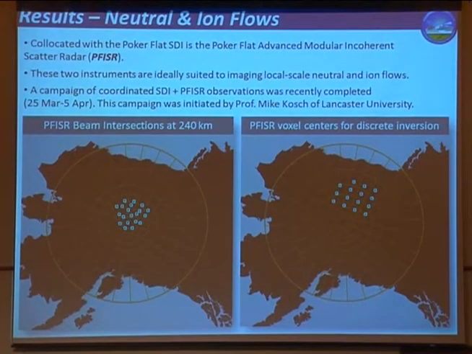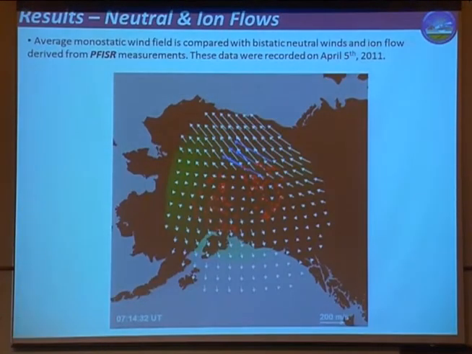So for what I'm going to show on the next slide, maybe just focus on this panel on the right here. These blue squares indicate the locations where we're going to have a FISA-derived ion flow vector, and this is the Poker Flat SDI look directions as before. So I'll show you some data from that campaign. This is from April 5th, the last day of that campaign.